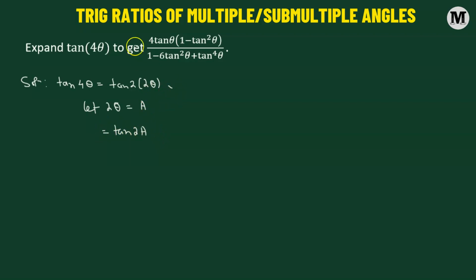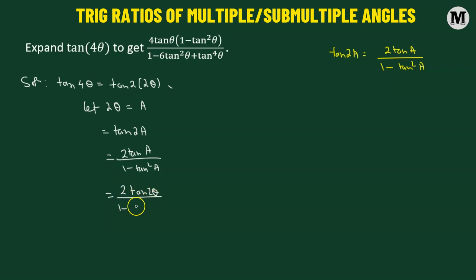Now this is the formula for finding tangent of 2a. So let's note it down. Tangent of 2a is given by 2 times tangent of a divided by 1 minus tangent squared a. Now that means our expression will become 2 times tangent of a divided by 1 minus tangent squared a. Now if we replace the value of a with 2 theta, we have 2 times tangent of 2 theta divided by 1 minus tangent squared 2 theta.